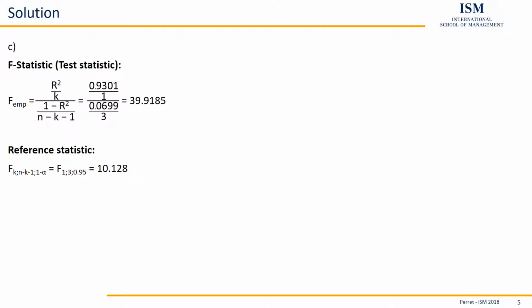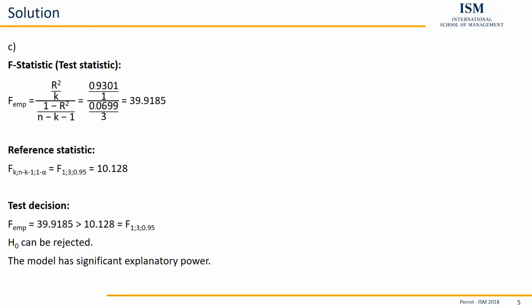Now we're comparing this value to the test statistic. Then we see that here our test statistic is larger than the reference statistic. So in this case, we can reject our H0 hypothesis. And the H0 hypothesis in this case of the F-test means the model has no explanatory power. So if we can reject this, we know our model has significant explanatory power.